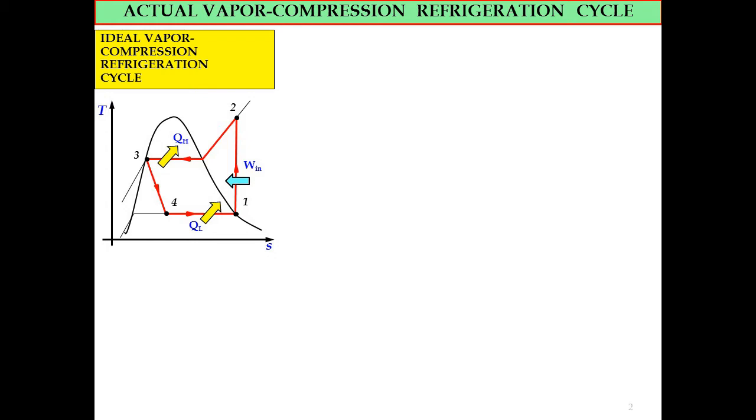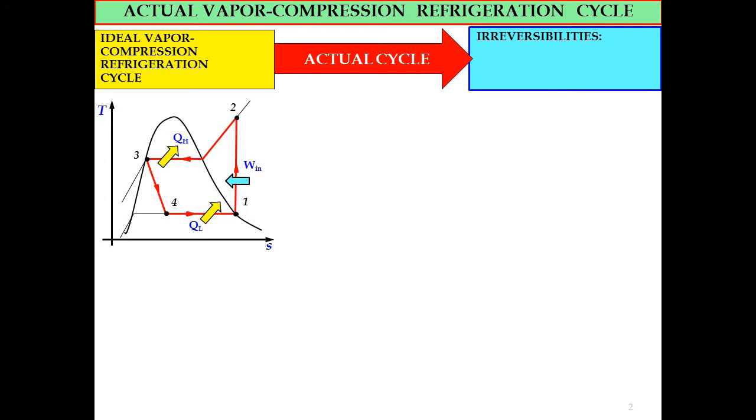The last process is heat absorption in the evaporator at constant pressure, where P4 equals P1. In terms of phase, state 4 at the inlet of the evaporator is a saturated mixture. At the outlet of the evaporator, state 1 is saturated vapor. During the process, the pressure is constant.